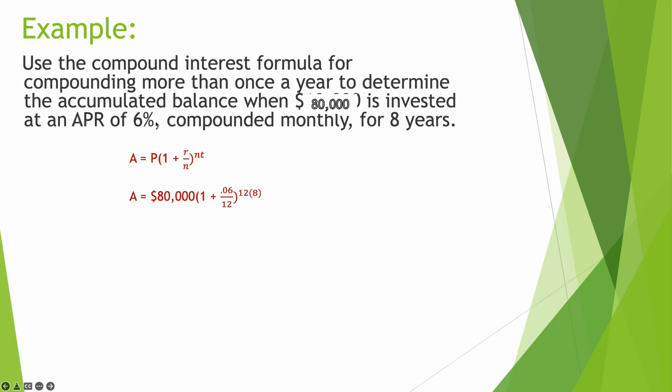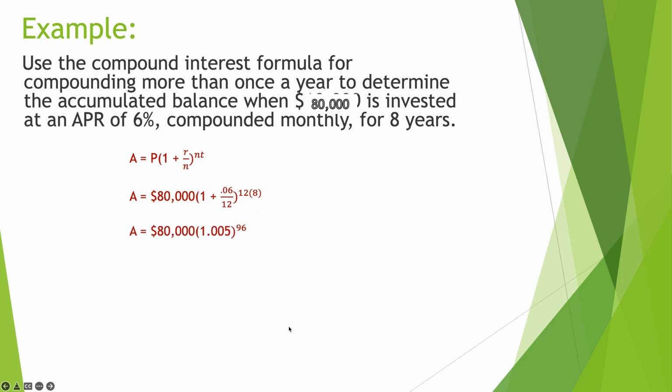You're putting $80,000 in, that's your principal, and it's always 1 plus when it's a savings account. And the interest rate is 6%, so that's 0.06 divided by 12 because this is compounded monthly and there are 12 months in a year. The exponent is 12 times 8. This number will always match here. See how it's n and n? That's number of times in a year. 12 and 12. And then 8 years.